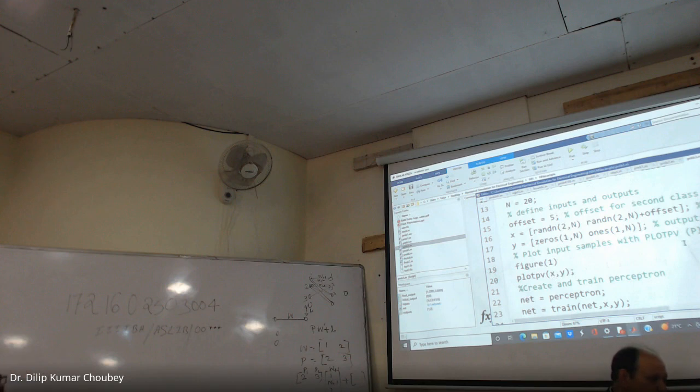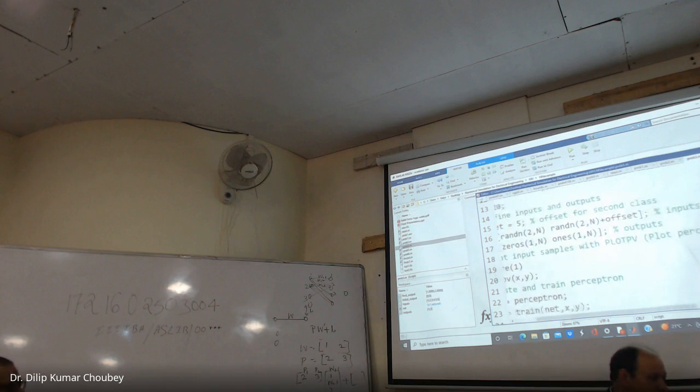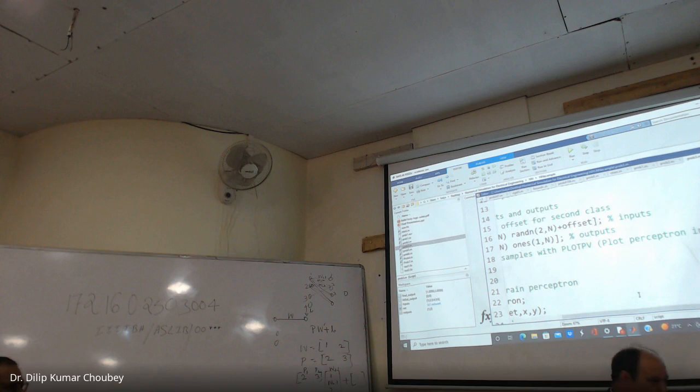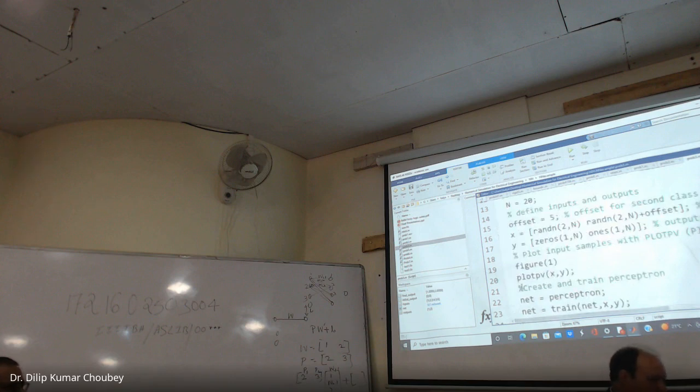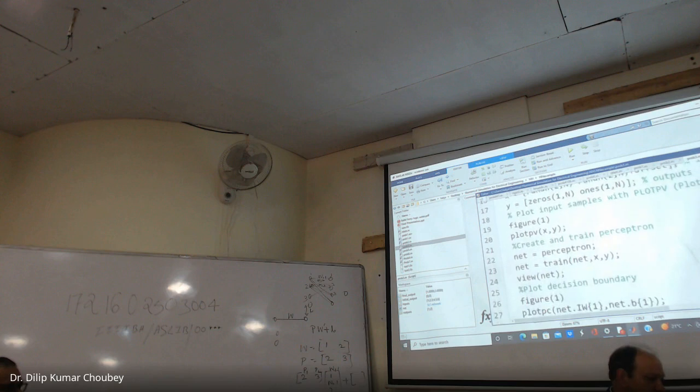When we use perceptron data, we consider the perceptron inputs and the target. So this command we use is plot PV, where we find x comma y. You understood this? This way we put in your system. Then we find the net perceptron. For the net perceptron we do not go to any customized network, because this is an inbuilt command. Either you can put in a customized perceptron network or use the inbuilt program, so we use net perceptron.